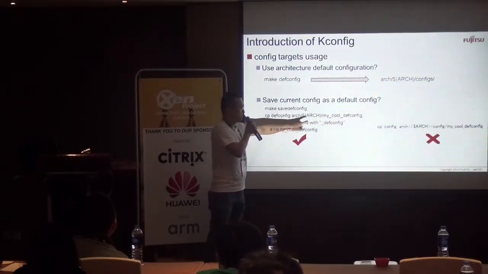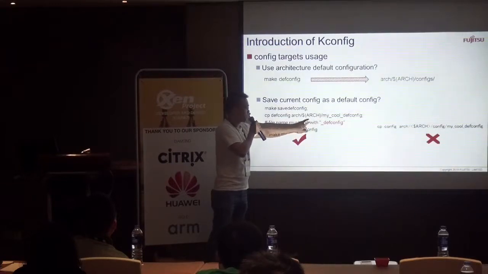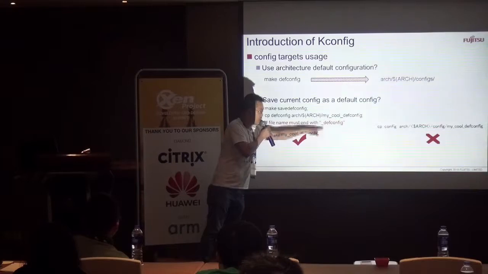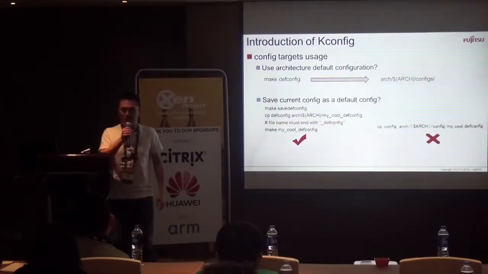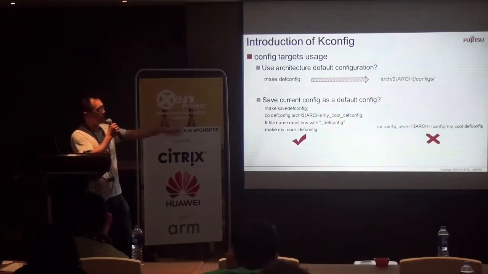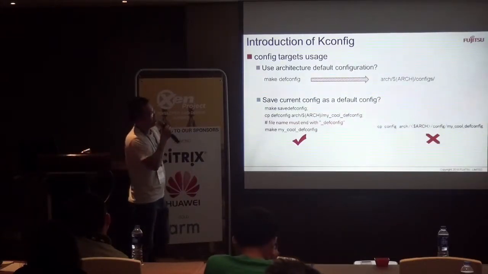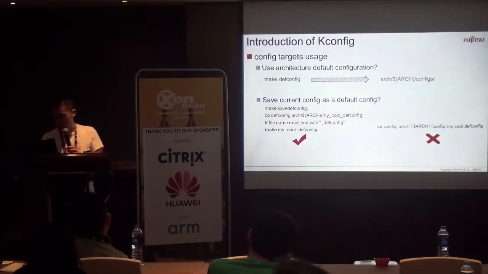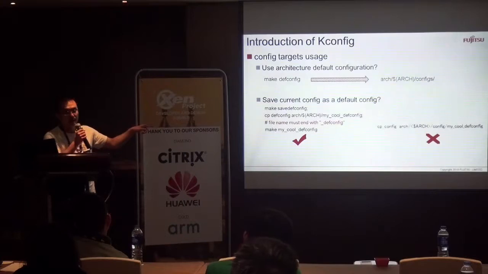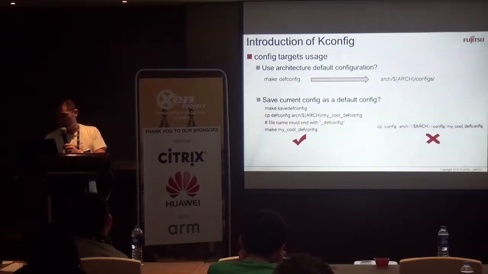Please note, in the Linux kernel, this config name must end with this string. And the wrong way is just copying the .config file to that path. Actually, the result of the wrong way is not wrong. It's just not the right way. Why?